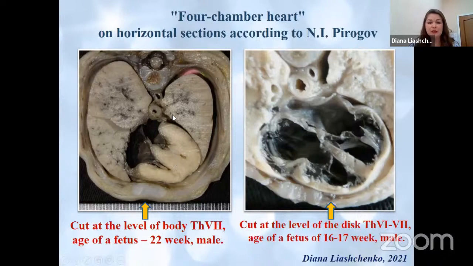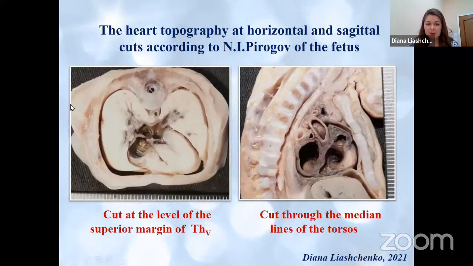Yes, the heart is surrounded by lungs. Posteriorly, we can see the esophagus, the descending aorta, for example, the anterior thoracic wall with the sternum, vertebra with ossification nuclei, and other structures. It's a horizontal cut too, and on the right picture, you can see a sagittal cut through the median line of the torso with the vertebral column, esophagus, sternum, diaphragm, liver, and structures of the heart.